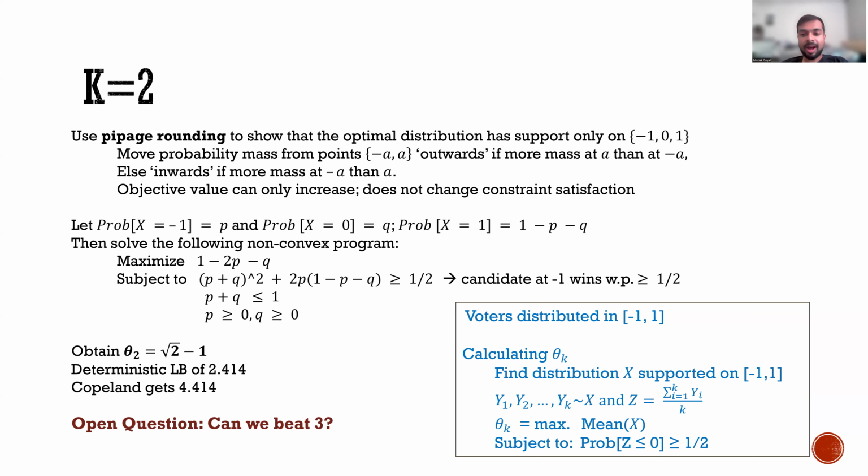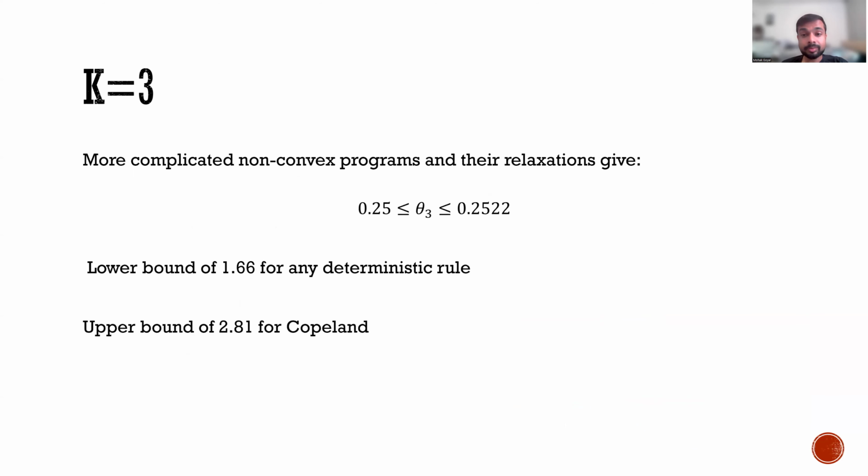One important question that we have from this analysis is, can we design a voting rule which can beat 3 with only 2 voters deliberating? The case of 3 voters is slightly more complicated, and we formulate a more complicated non-convex program, and the state-of-the-art solver is only able to find this interval in which theta 3 will lie, and that is 0.25 to 0.2522, and this gives us a lower bound of 1.66 for any deterministic rule which takes the preferences aggregated over groups of 3, and at this point we get an upper bound of 2.81 for Copeland.